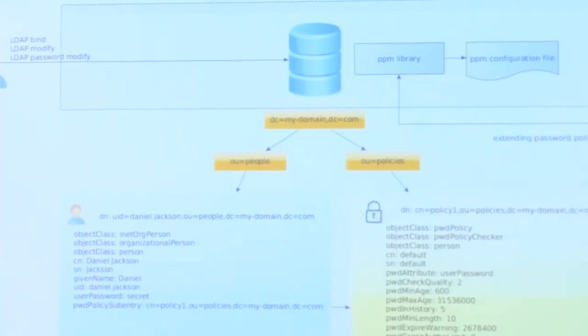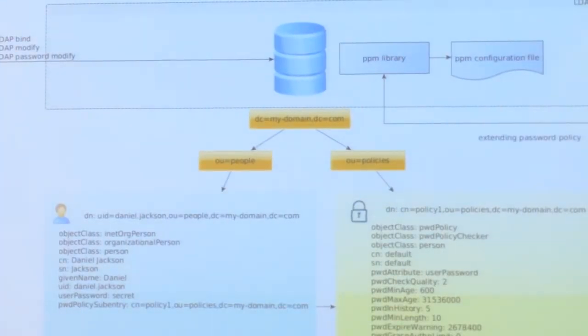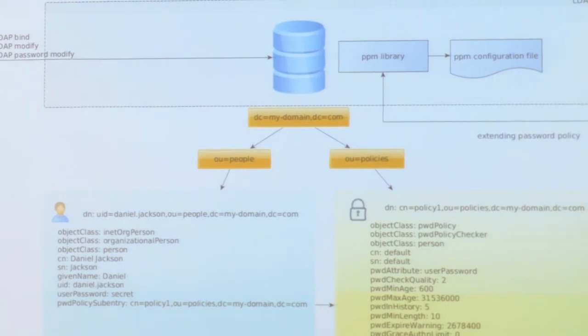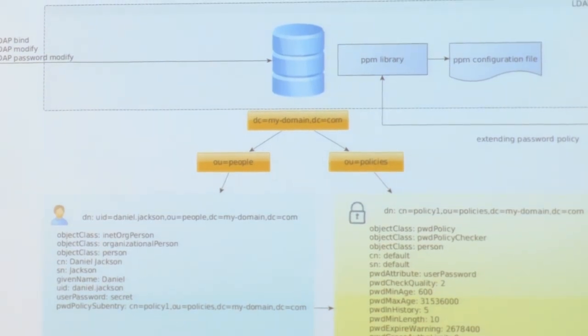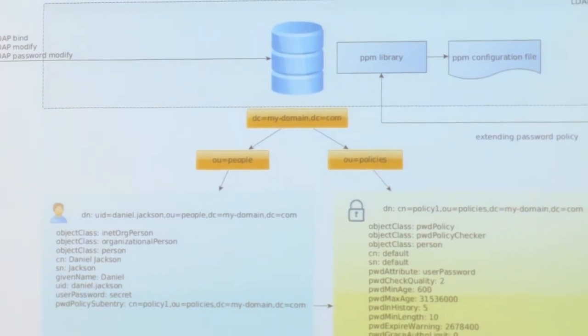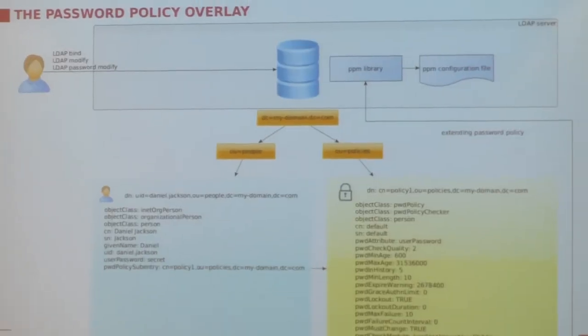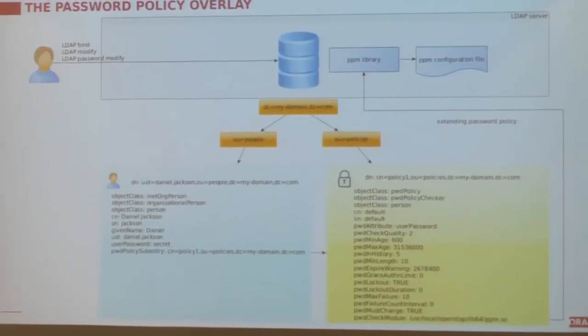You can see a lot of attributes defining this. You can see that the password can't be in the history of 5 passwords. And you can see that the password must verify a password check module. The password check module can be any library that gets the user DN and the password and returns OK or KO. So in this case, the password policy is calling the PPM library, which is on the LDAP server.